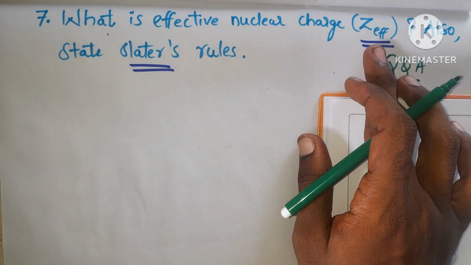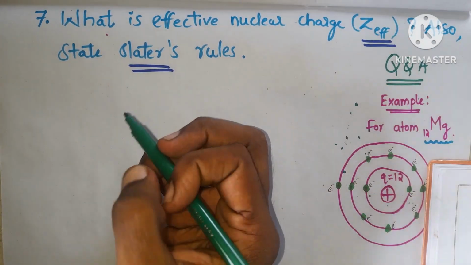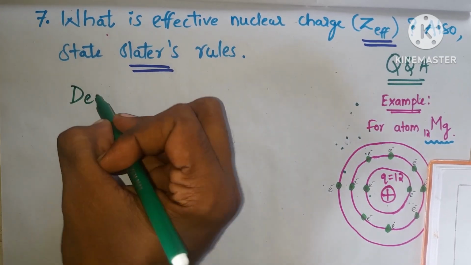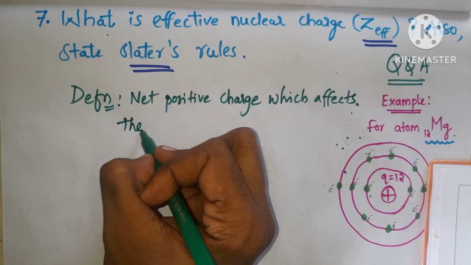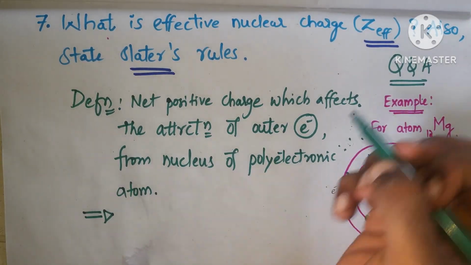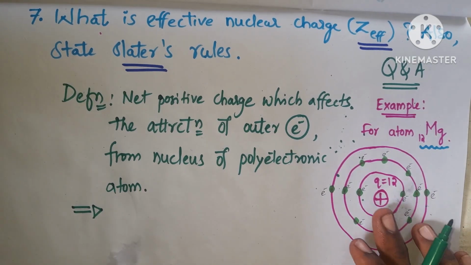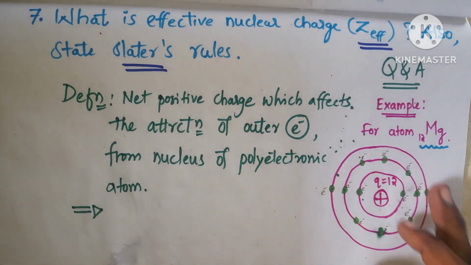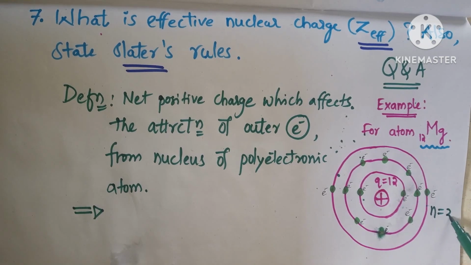The definition of Z effective: the term effective is used because, let's proceed with one example. This is one typical example for a polyelectronic atom, that is atomic number 12, magnesium, where the electron present in n is equal to 3 is the outermost electron.